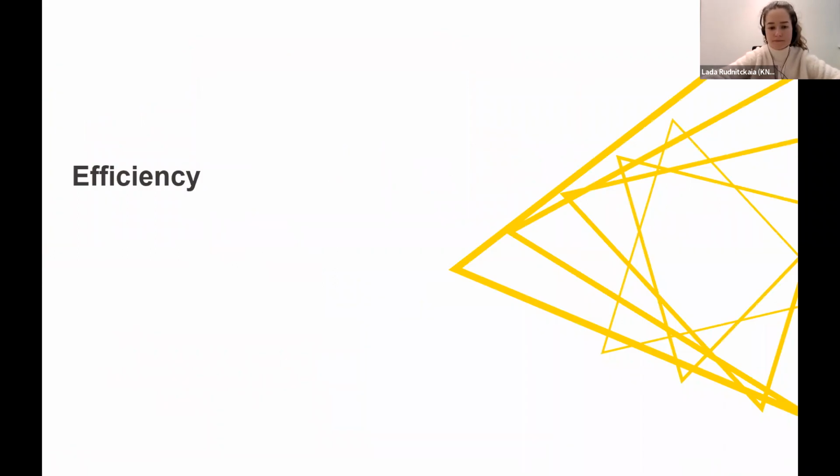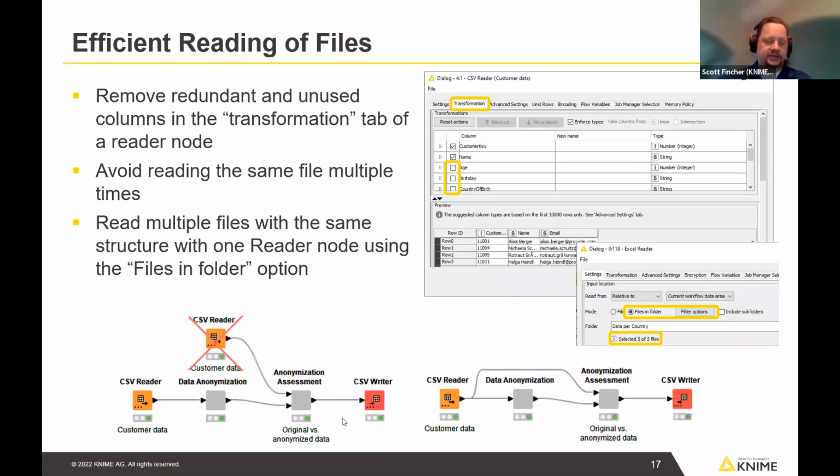Back to Scott. Okay, so let's talk a little bit about efficiency then. How can we make our workflows run faster? So one simple way to approach this: what's the first thing that you're often doing when you're building a workflow? You're reading in data in some way, right? So how can we efficiently read those files?